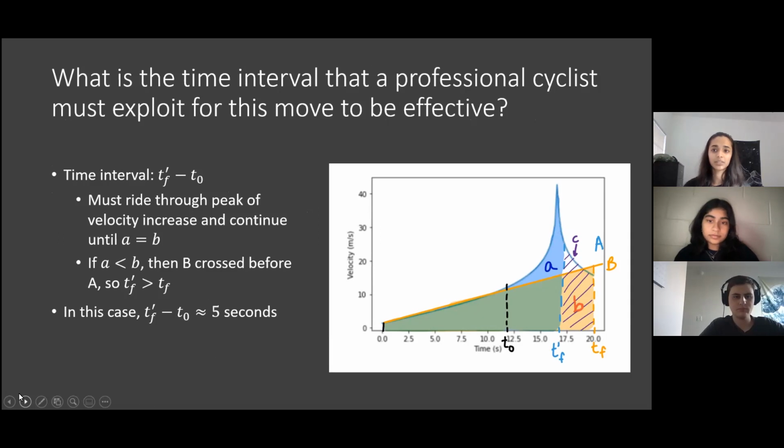Now, what's the time interval that the bicyclist must exploit for the bike throw to be effective? Our time interval is determined by TF prime minus T0, and the bicyclist A must ride through the entire peak of the velocity increase so that they can take the fullest advantage of the bike throw and continue until A is equal to B. Now, if A is less than B, that means that A either started the bike throw too early or they didn't complete the maneuver, which means that B crosses before A. This causes A's finishing time to be greater than B's finishing time. With our current parameter ranges, we see that the time interval of the entire bike throw is approximately 5 seconds.